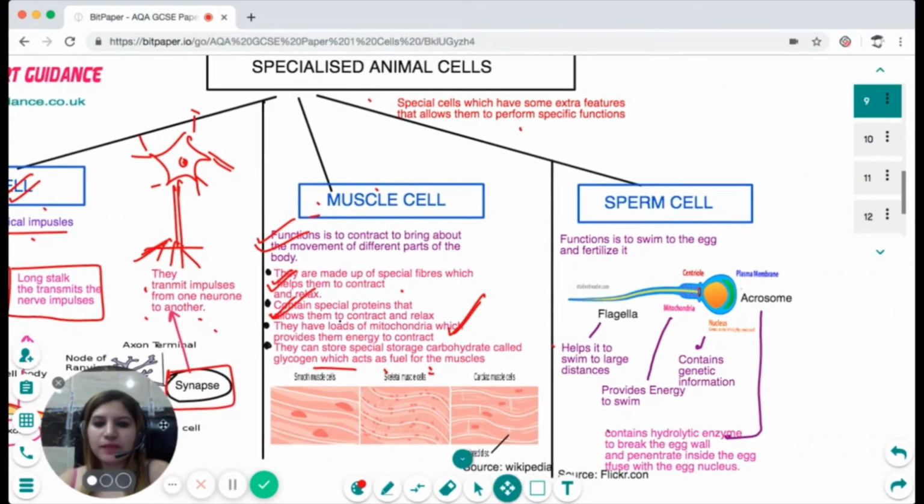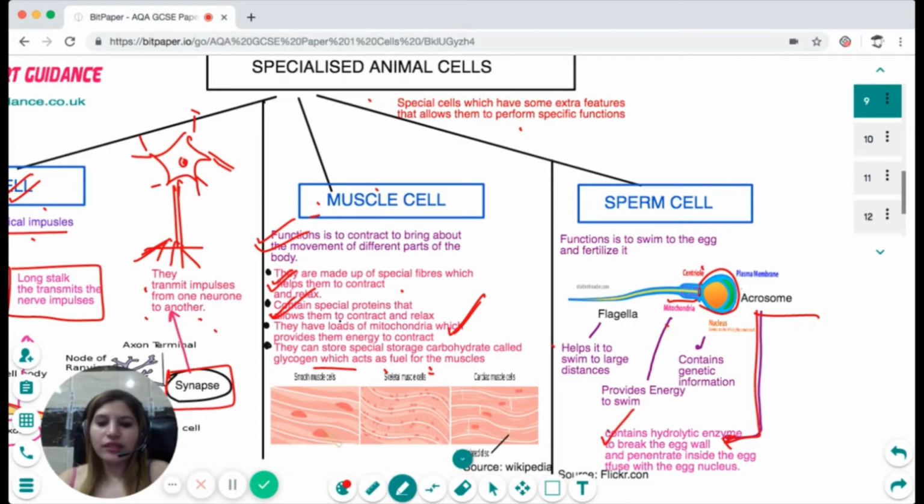Next is the sperm cell. If you look at the sperm cell, it looks like this. At the top, there's a head which has an acrosome, and this acrosome contains hydrolytic enzymes which break the egg cell wall and penetrate inside the egg to fuse with the egg nucleus. The middle piece has mitochondria. The mitochondria provide the energy to swim. The nucleus contains the genetic information, and the flagella is a tail-like structure which helps it to swim to large distances.